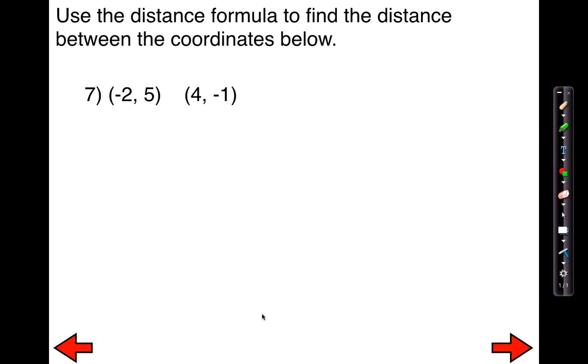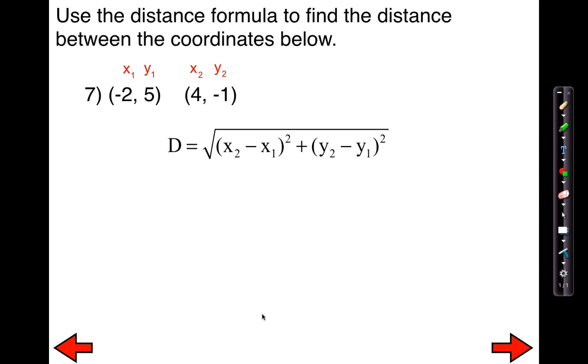Okay, so now number 7, let's see how well you did. Again, we're going to use the distance formula. We're going to list which ones are the x sub 1s, y sub 1s, x sub 2s, y sub 2s, and plug it into the formula. So notice here you had to be very careful because you did have a minus negative. Hopefully you didn't neglect one of the minus or negatives.